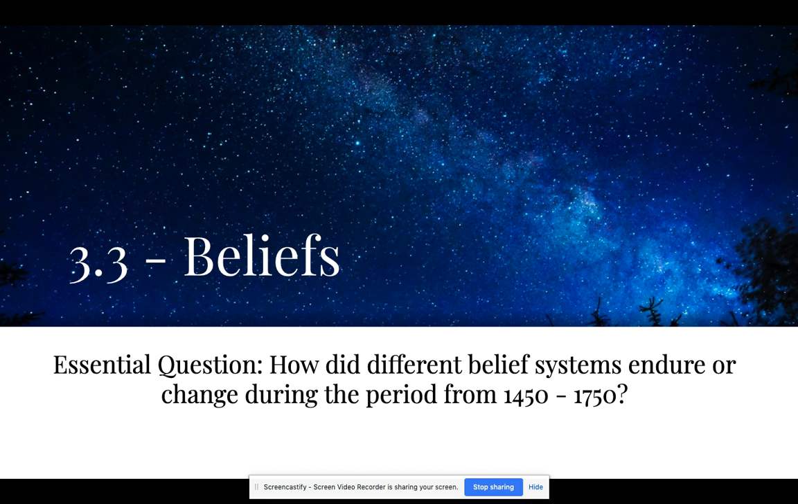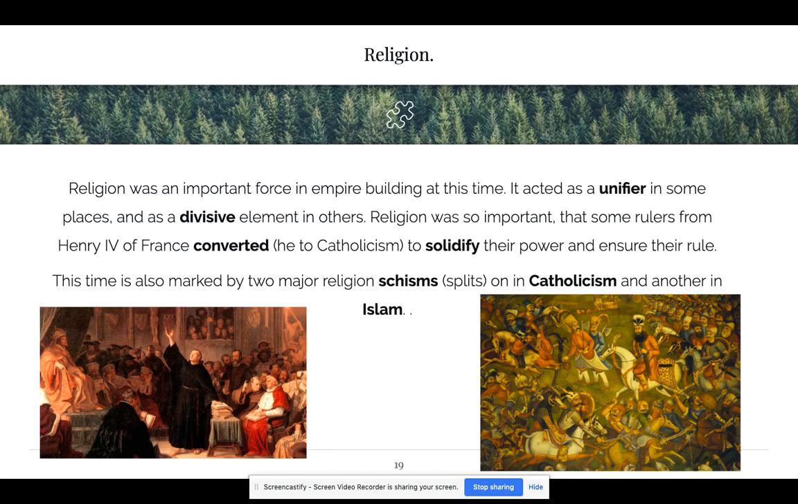Now let's talk beliefs. How did different belief systems endure or change during the period 1450 to 1750? So religion has always been an important force in empire building. Sometimes it is what unifies an empire, sometimes it is what divides it, sometimes it is what keeps nations together, sometimes it creates enemies. It was so important that we see a ruler as powerful as Henry IV of France convert or change his religion to try and solidify power. He was a Protestant, but he converted to Catholicism to try and keep his rule unified.